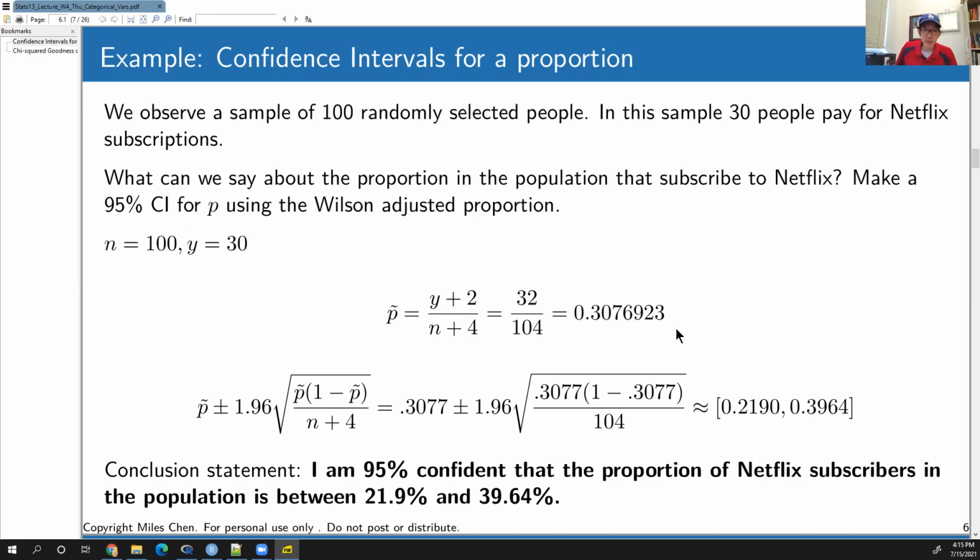So you do your calculations, you get these numbers, and now we say: I am 95% confident that the proportion of Netflix subscribers in the population is between 21.9% and 39.64%. Again, we're always making a statement about the population, never about a sample, never about future samples, never about individuals. So something between 22 and 40%, something around there.